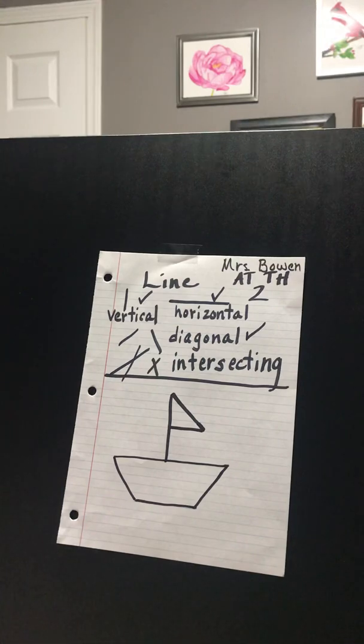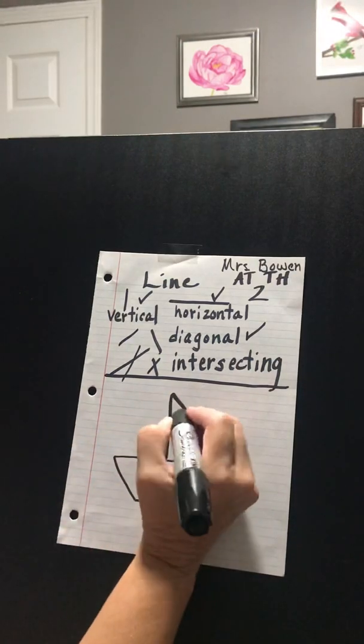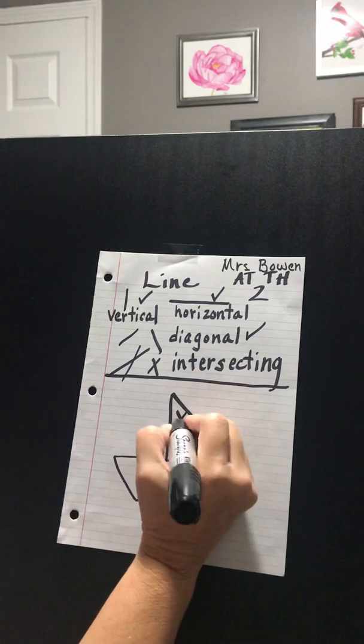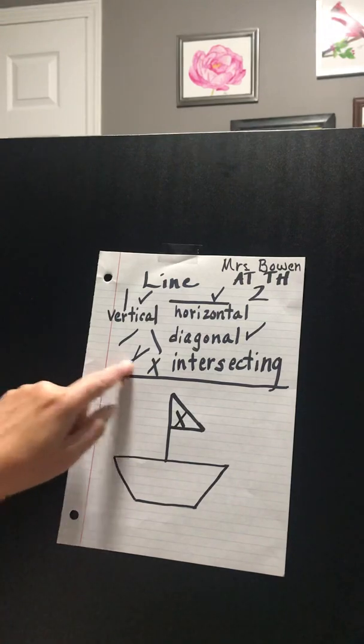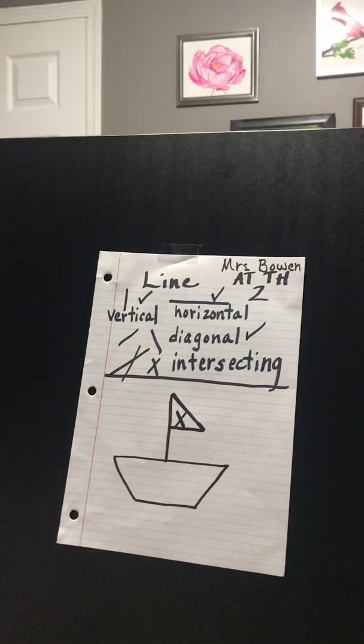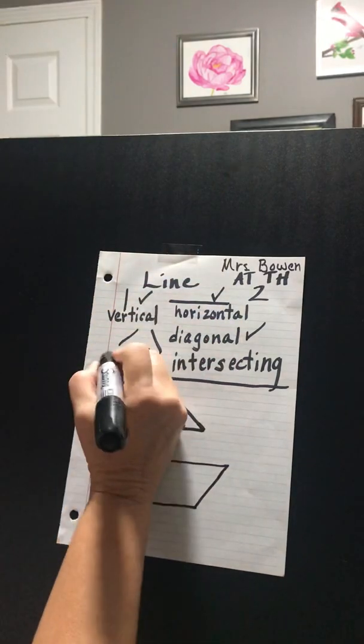Now my in-person students that I had today in second grade who drew this, they decided to put it on their sail up here on their boat. So let's do that. Let's put an X on our sail just for decoration, like X marks the spot. And that lets us have an intersecting line on our drawing too. Now let's put our check mark here.